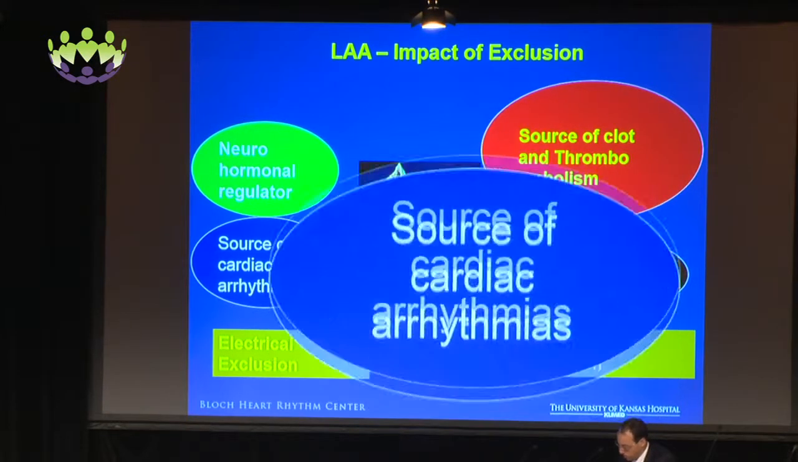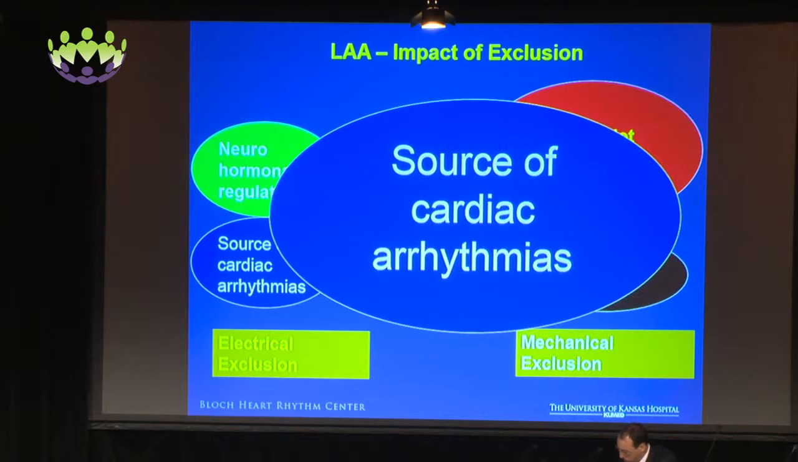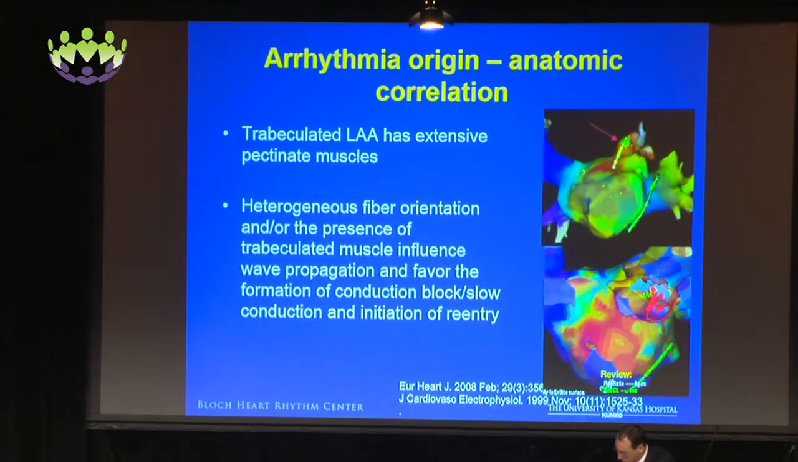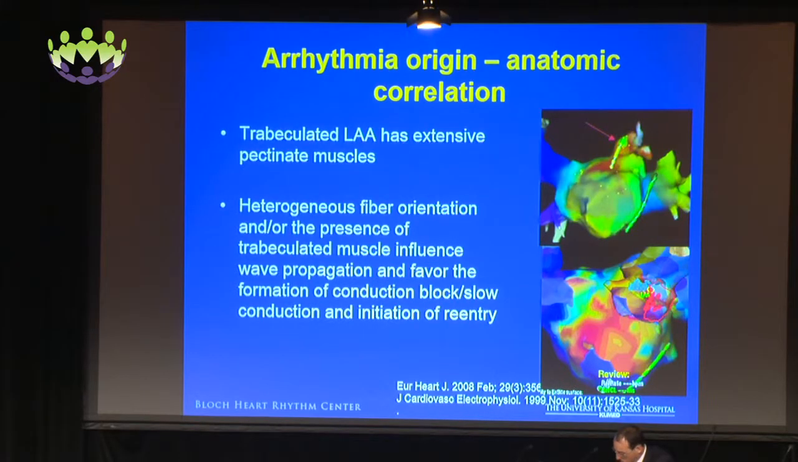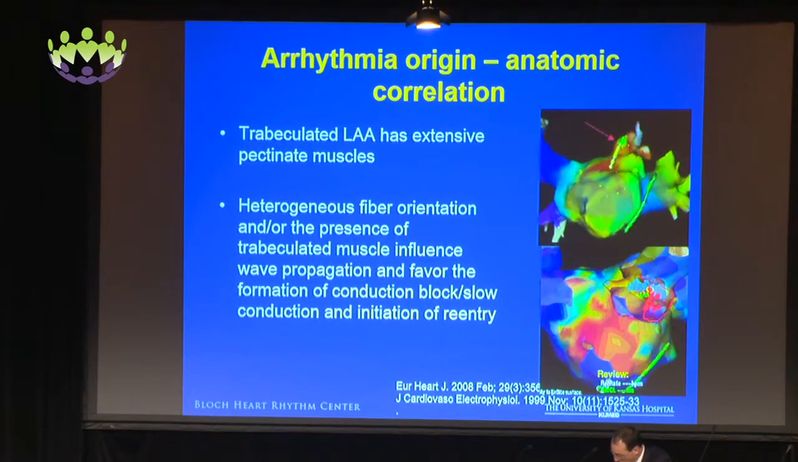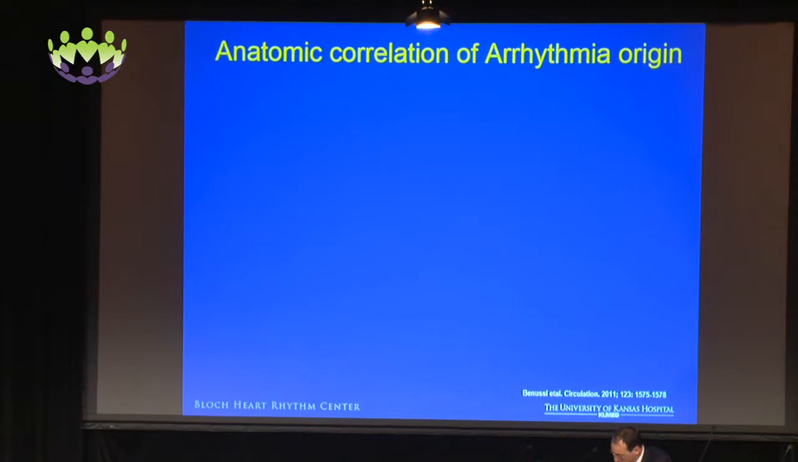Since my talk is limited to cardiac arrhythmias, this is exactly what we're going to talk about. So why is the appendage arrhythmogenic? If you look at the histopathological aspects of the appendage, it's mostly trabeculated and has extensive pectinate muscles, and there is a significant amount of diversity in the orientation of the muscle fibers beyond the ostium of the appendage, which in turn could result in some electrophysiologic changes, resulting in differences in wave propagation and conduction velocities, and thereby becoming a potential site for reentry or trigger mechanism.